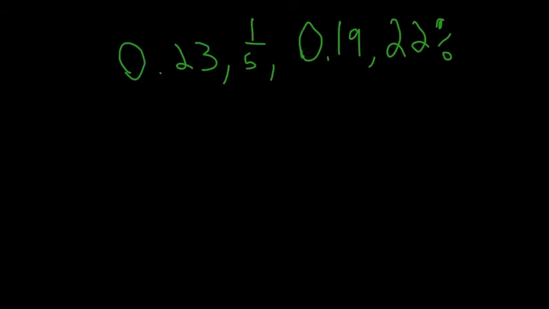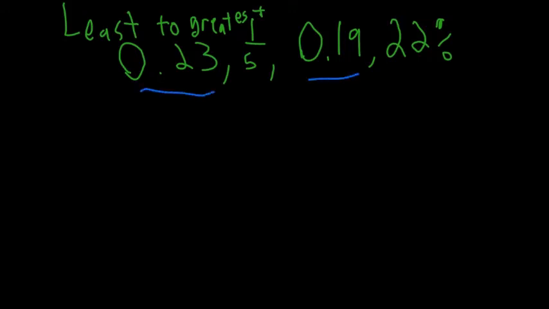Alright, so now we have four numbers and we need to order them from least to greatest. So anytime you're doing this, you want to think, what's going to be the easiest to do? Turn them all into fractions, turn them all into percents, turn them all to decimals. If I look at this, I already have two decimals. So it makes sense on these numbers to just change everything to a decimal. So 23 hundredths is going to stay 23 hundredths, it's already a decimal. And the 19 hundredths is going to stay 19 hundredths because it's already a decimal.